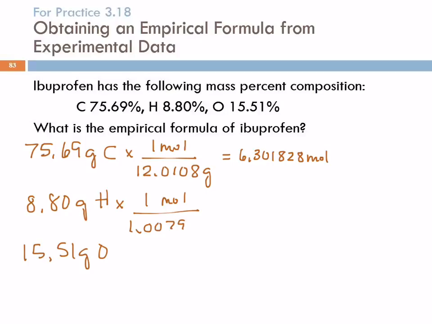1.00797? 1.00795. That was close. Close only counts in hand grenades and horseshoes. 8.8 divided by 1.00795. 3 sig figs here, so I make sure that I include the 3 and then throw in some extras for good measure, because they all end up disappearing anyway.